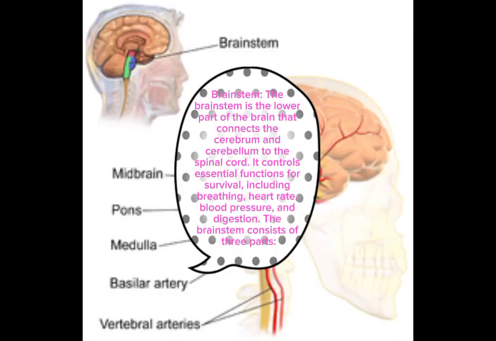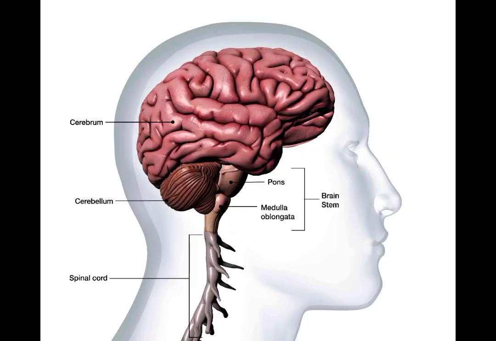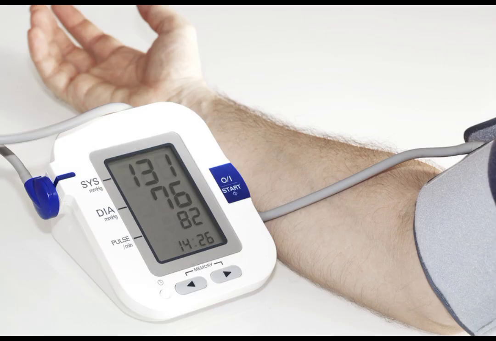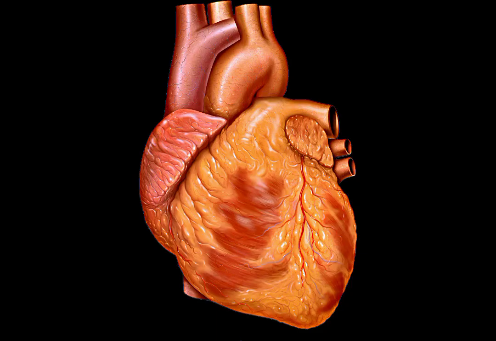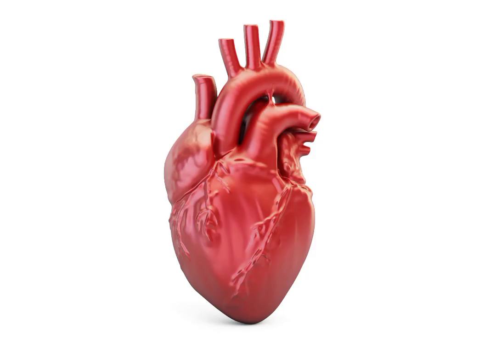Brainstem. The brainstem is the lower part of the brain that connects the cerebrum and cerebellum to the spinal cord. It controls essential functions for survival, including breathing, heart rate, blood pressure, and digestion. The brainstem consists of three parts.